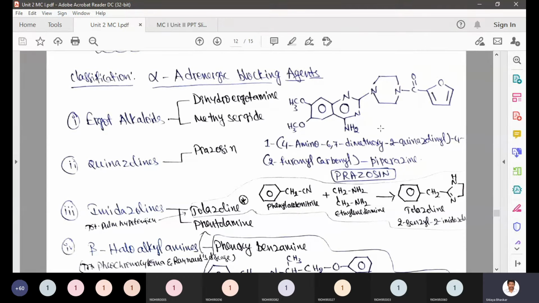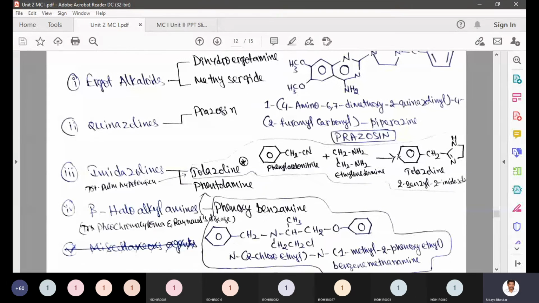Piperazine, so praza, aza, so diaza. Okay, two nitrogens, di, nitrogen aza, two, di. Okay, diaza, so praza, prazosin. So remember likewise, remember the heterocyclics present and how they are connected to each other.